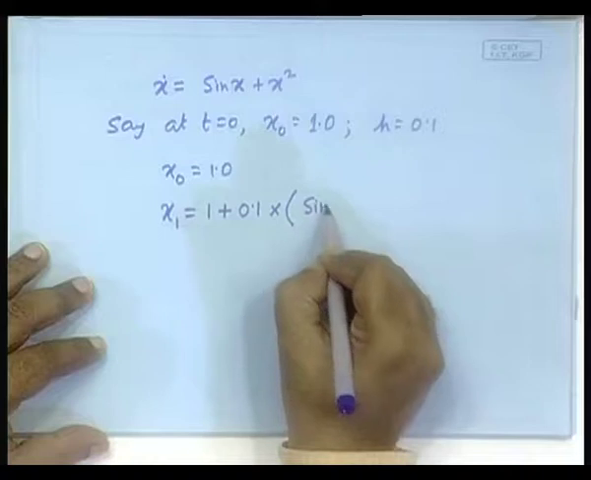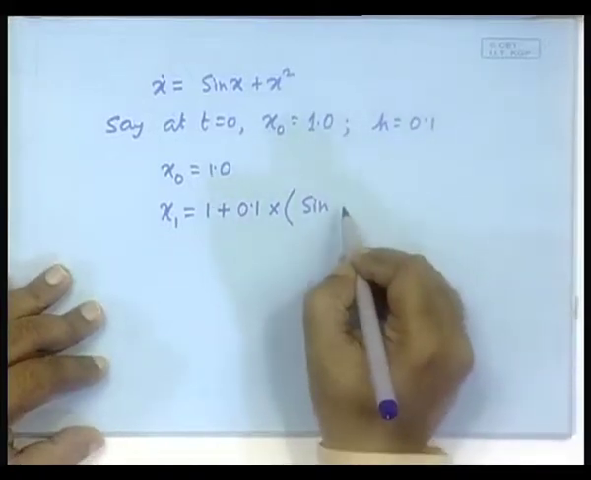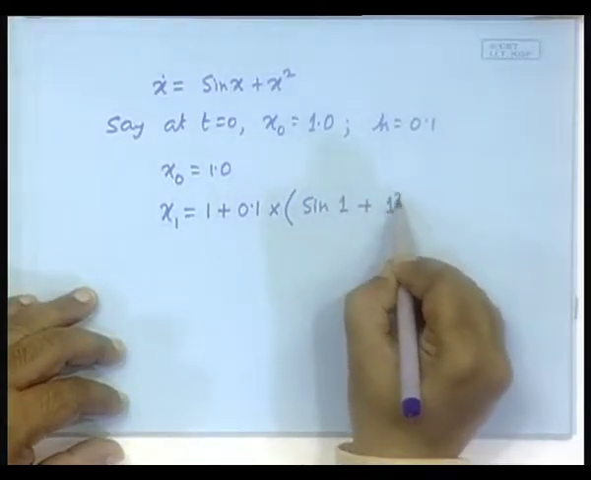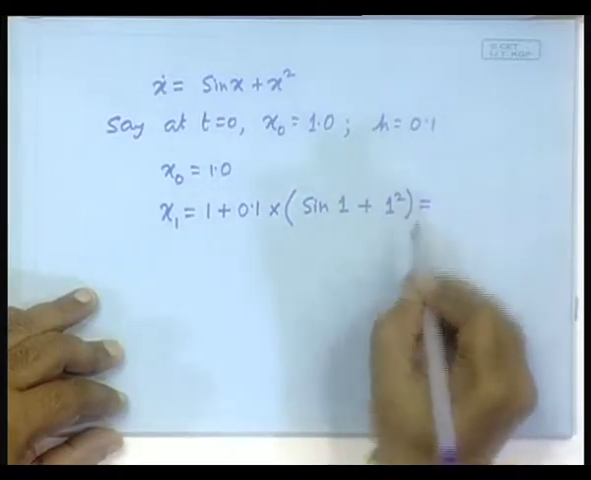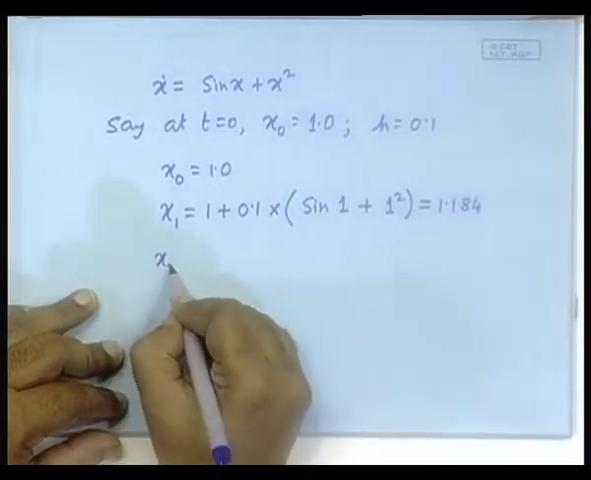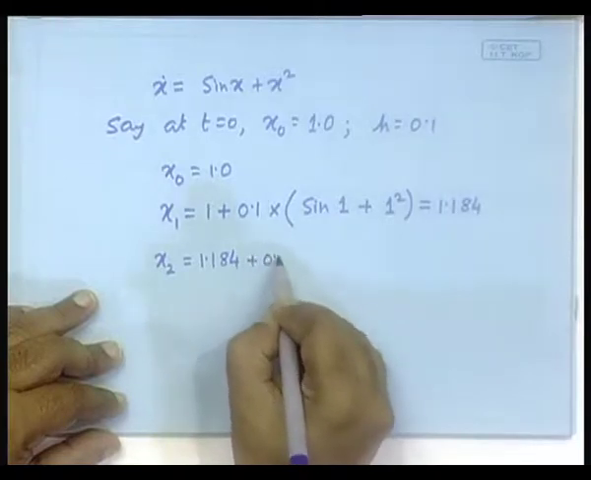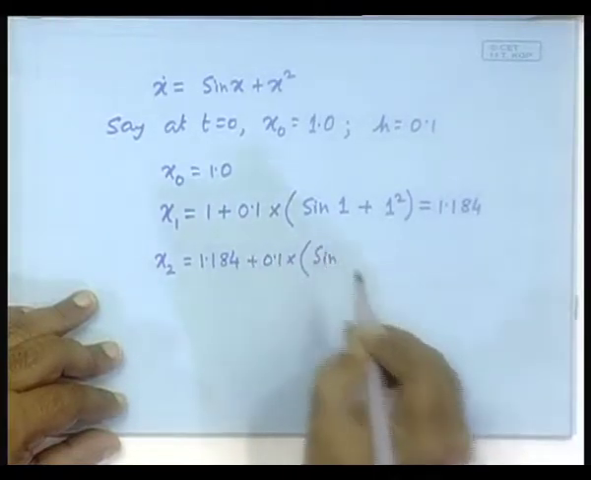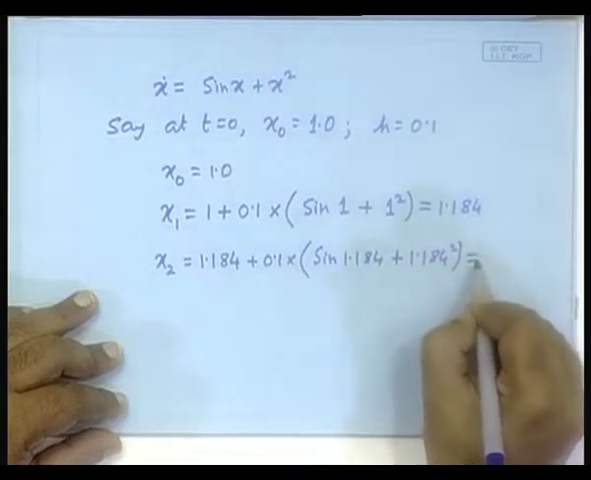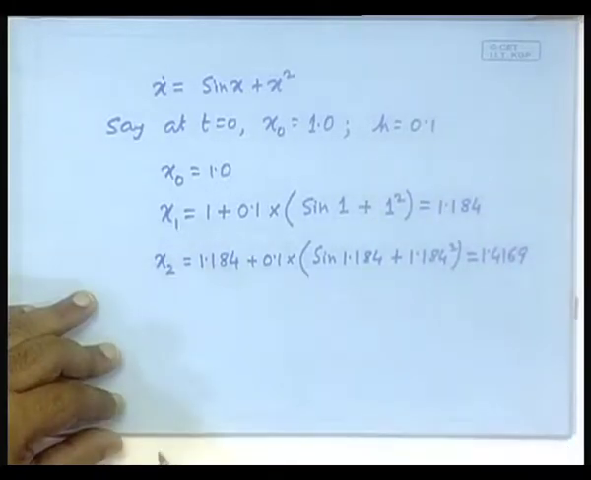this thing, sin x was sin 1 plus 1 square, right, that comes out to be, so you have got the numerical value 1.184. x 2 is equal to this plus 1.184 plus 0.1 into sin 1.184 plus 1.184 square, which is equal to 1.4169, and so on and so forth. You can continue.